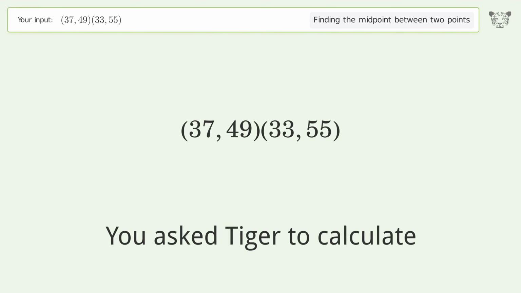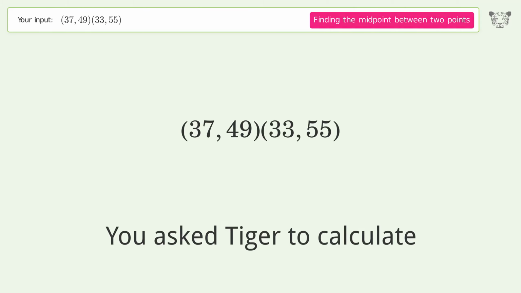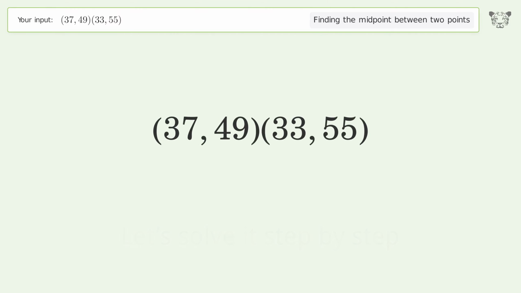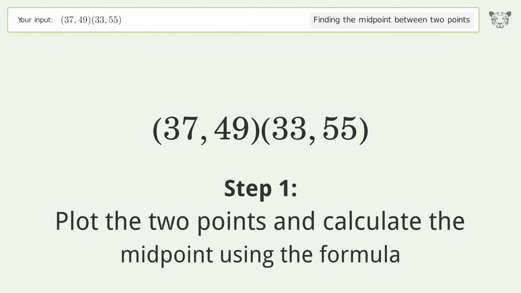You ask Tiger to calculate. This deals with finding the midpoint between 2 points. The midpoint between the 2 points is 35,52. Let's solve it step by step. Plot the 2 points and calculate the midpoint using the formula.